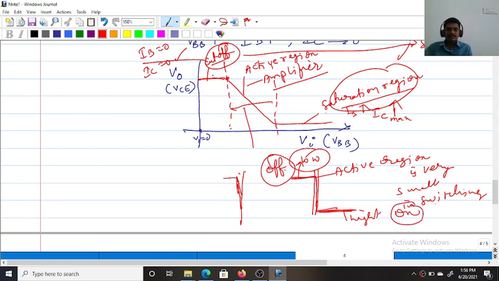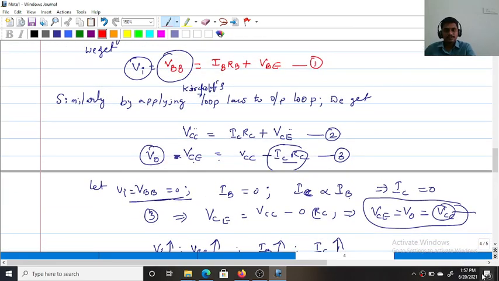This type of transistor is used in remotes. If you switch on the button, the current goes to its maximum value. The TV will be in the saturation region, so the current is maximum there and you can see the picture on the screen. If you switch off the button again, the current goes low and it is in the cutoff region. So it switches between the cutoff and saturation regions only, and it cannot go to the active region. Why? Because it is very thin, it immediately jumps from cutoff to the saturation region. So this is the working of a transistor as a switch.